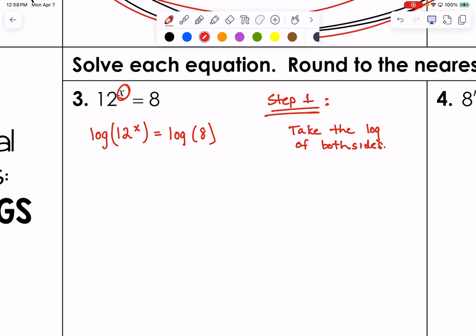Now, the next step, the reason. I asked you this before lunch. What was the reason that we're taking the log of both sides? So you can get the monkey out of the tree. Okay, step 2. Take the monkey out of the tree.